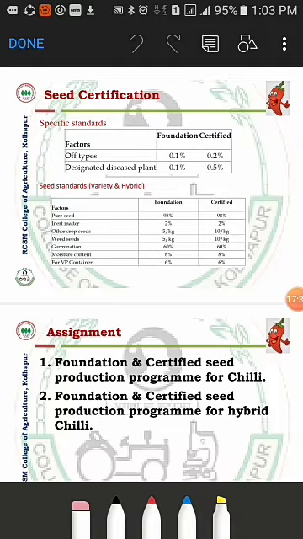This is the important thing. And other aspects, that is the isolation distance, fertilizer, manure and land requirement, you have to give these, that is the specific standards. This is important. So here our first lecture is completed.